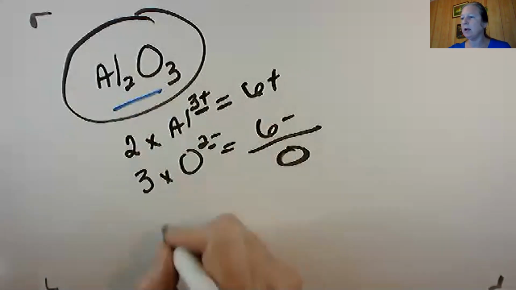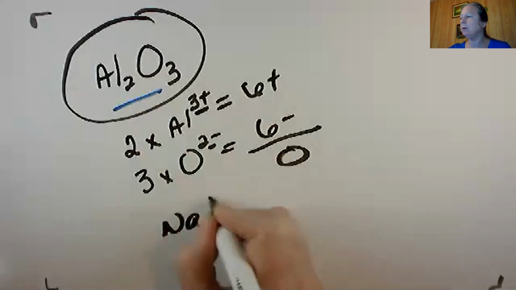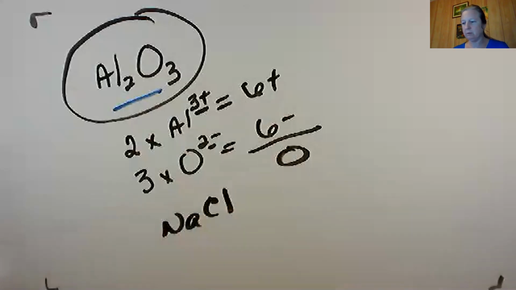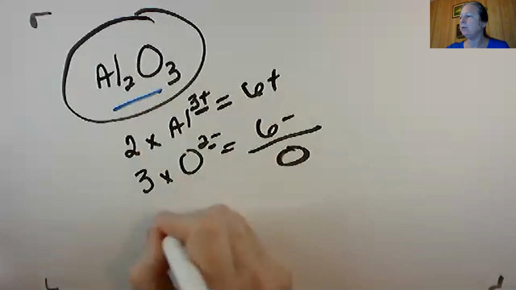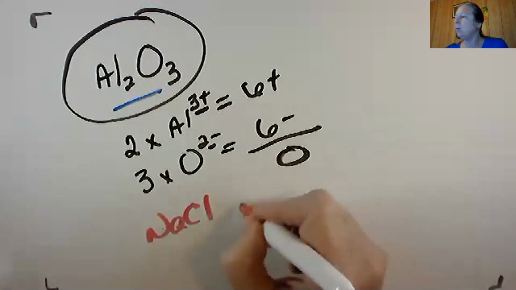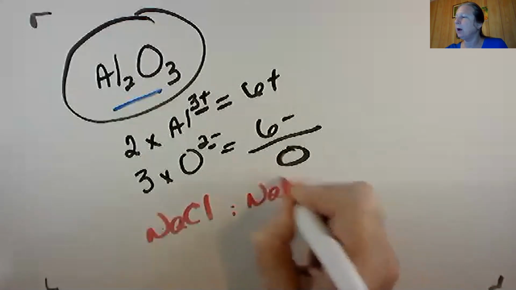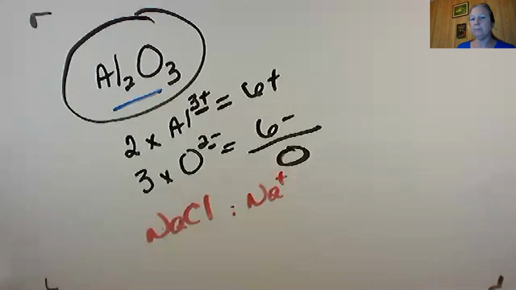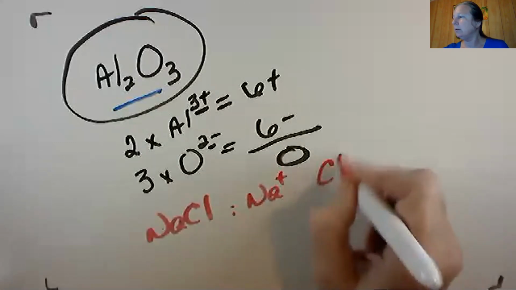So on the other slide, I had sodium chloride. Do that in a different color. Since I only have so much room on this, I had sodium chloride, and you'll see this a lot. It's very common. Well, this is composed of a sodium ion that exists like that, and a chloride ion that exists like that.